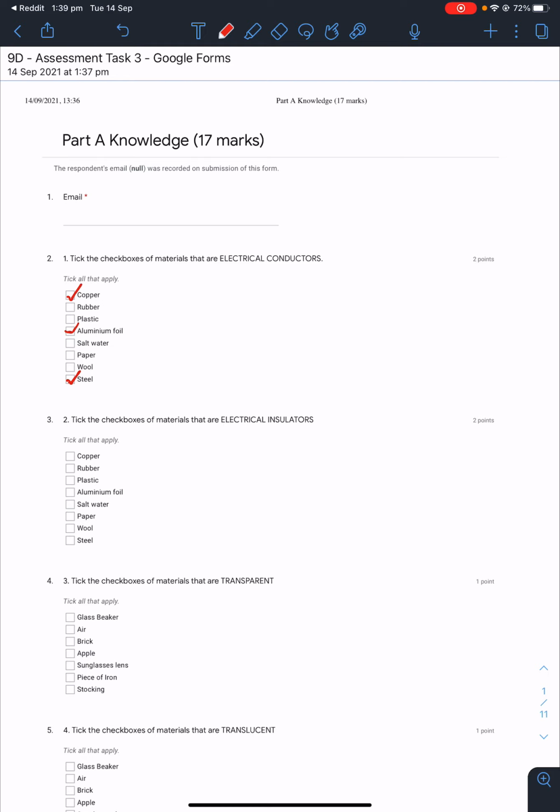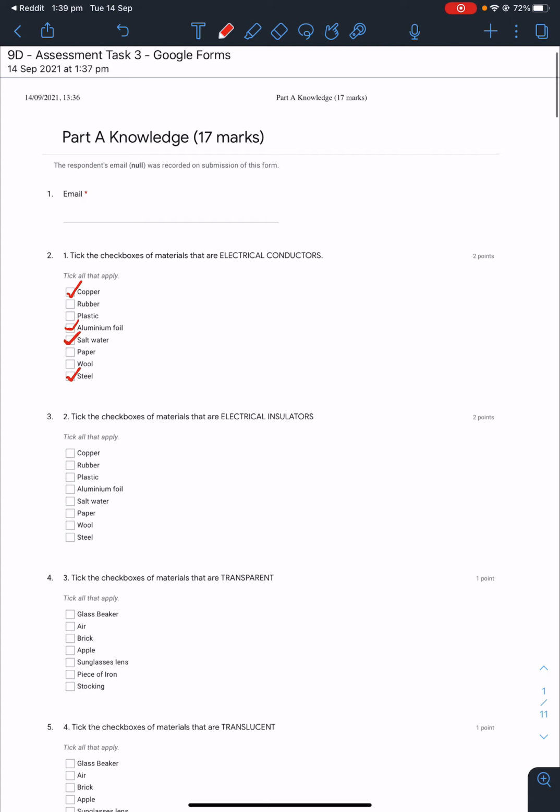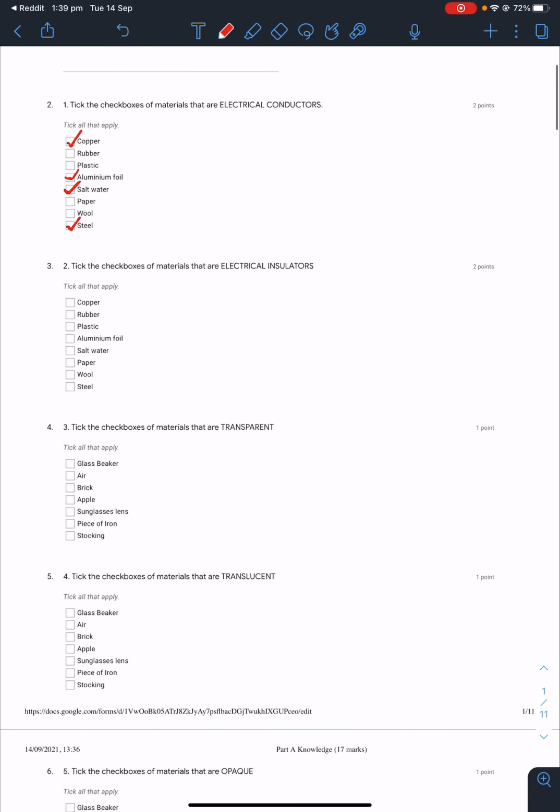Our other answer is salt water, because that contains sodium and chloride ions, so things with charges, and they can move throughout the water. So salt water is also an electrical conductor. Okay, the insulators are the opposite things. Things like rubber, plastic, paper and wool.